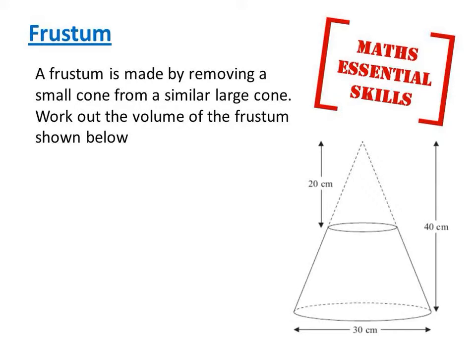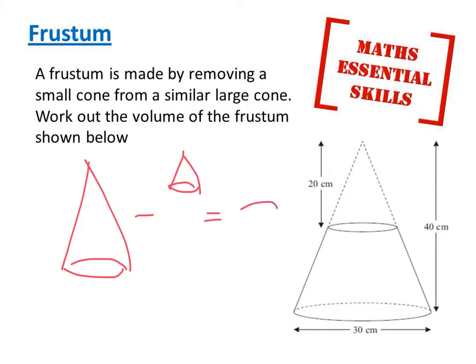So the way we're going to do this question is we're going to work out the volume of the large cone, and then we're going to take away the volume of the small cone, and that will give me the volume of the frustum as my answer. However, to do this, I need to refer to the formula for a volume of a cone, which is on page 2 of the exam.